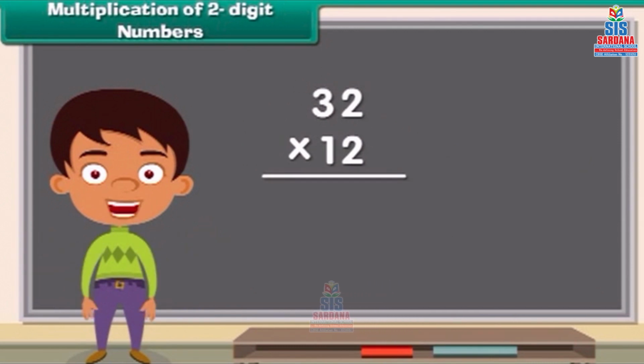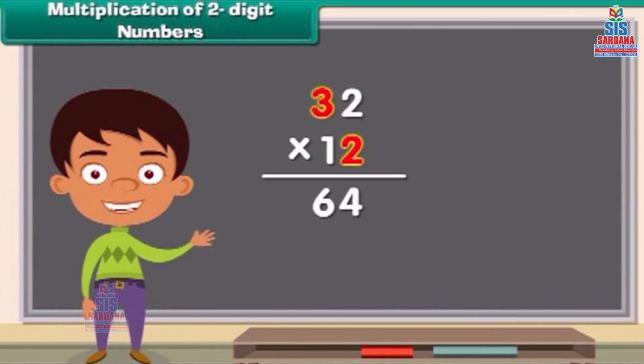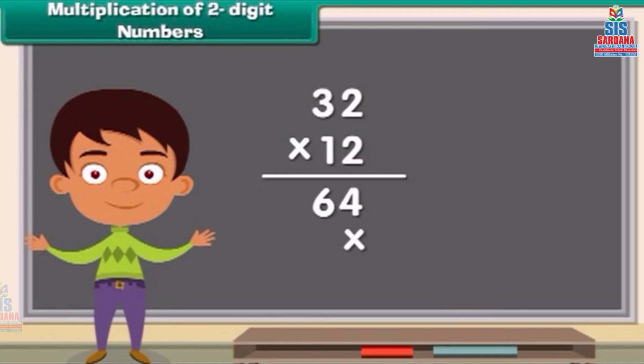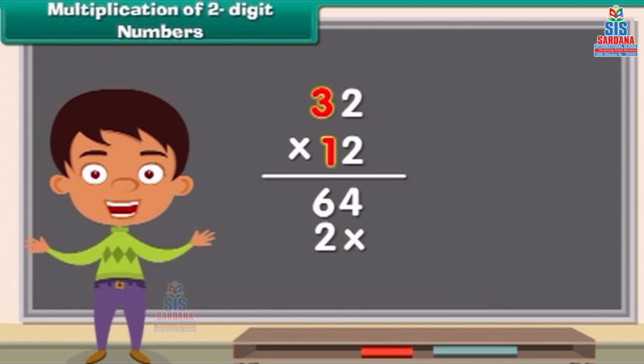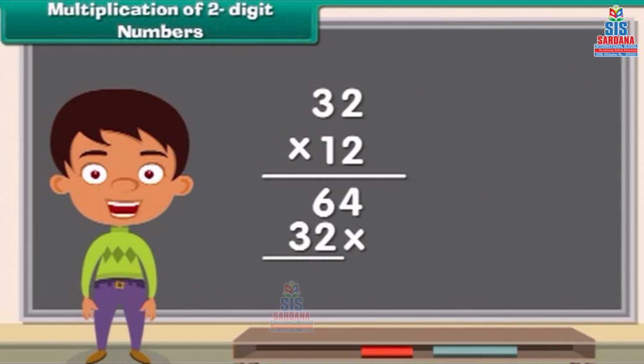Now let us multiply 32 by 12. 1. Multiply 2 by 2 to get 4. Write 4 below the line at the ones place. 2. Then multiply 3 by 2. Answer is 6. Place 6 below the line at the tens place. 3. Mark a cross below 4. 4. Multiply 2 by 1. Place the 2 below 6. Multiply 3 by 1. Place the 3 to the left of 2. Now add these two numbers. The answer is 384.